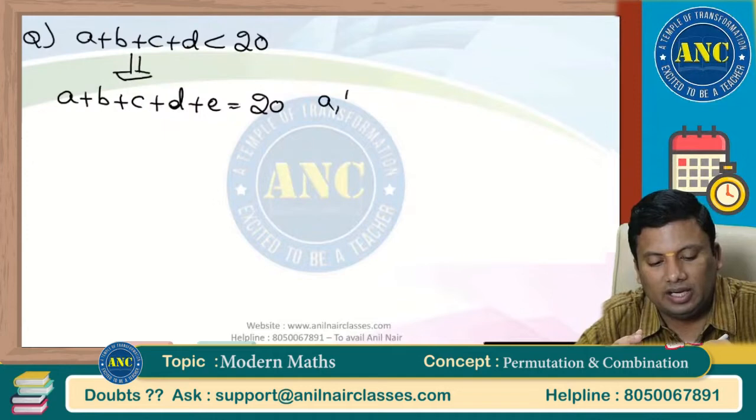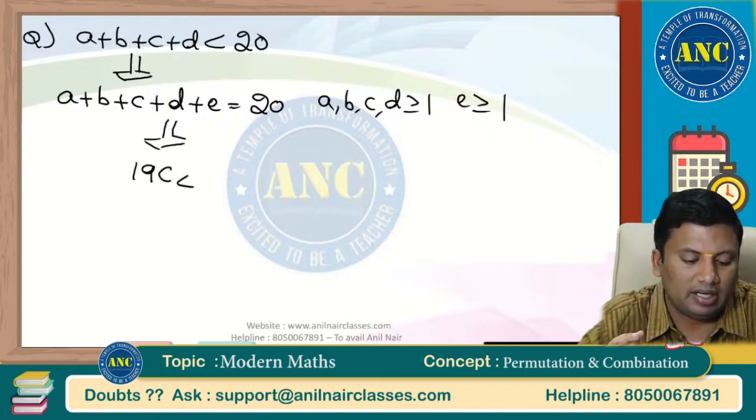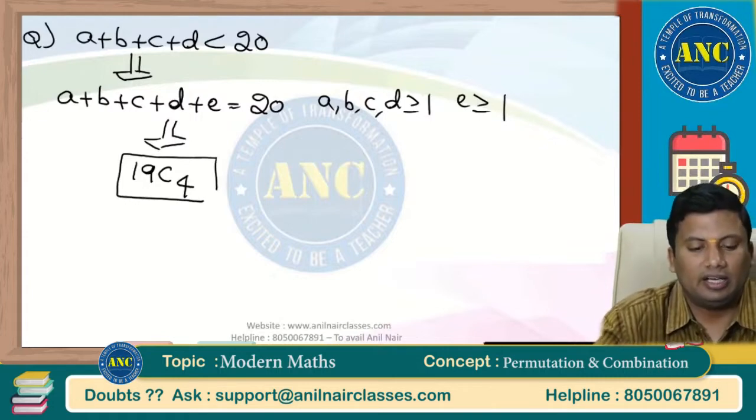So A, B, C, D are already greater than or equivalent to 1. E is greater than or equivalent to 1. So what will be the answer? Answer is nothing but 19C4.